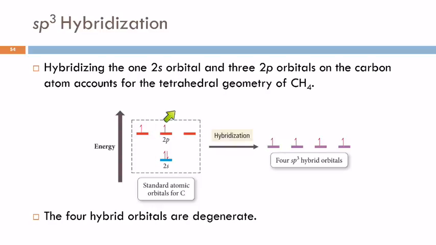When we hybridize and take all 4 of these orbitals and hybridize them, we come out with 4 orbitals that have the same energy. They're degenerate. And so that energy, of course, is going to be between these two. So it'll be higher in energy than the s, but a little lower than the p. Kind of like averaging, right? This is called sp3 hybridization because it involves 1 s and 3 p orbitals.